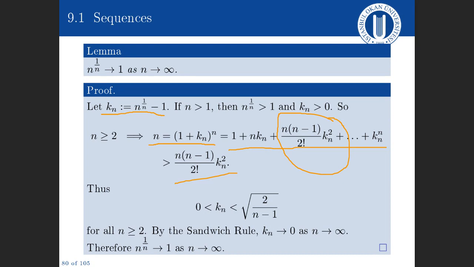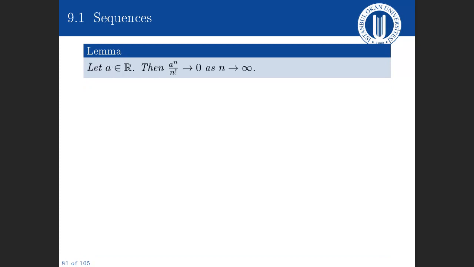And then rearrange it to prove that Kn is always between 0 and the square root of 2 over n minus 1. By the sandwich rule, Kn must converge to 0, and therefore n to the power 1 over n must converge to 1. Again, you can come back and read that in more detail later.